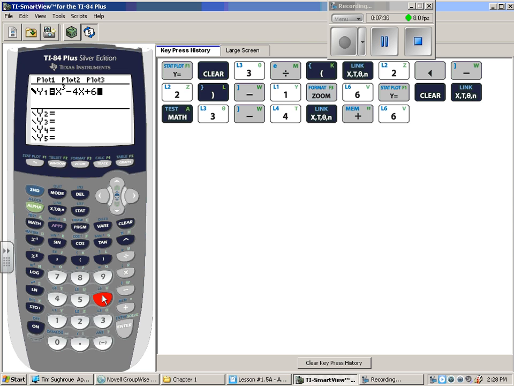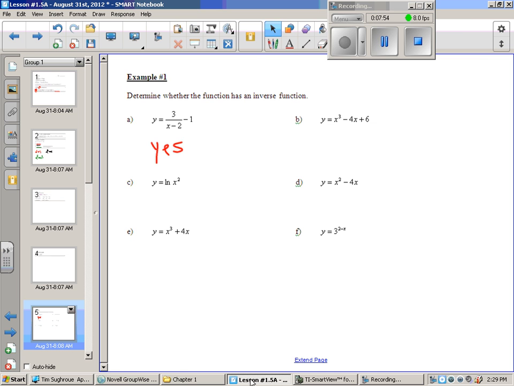If we graph this, I'll go zoom 6. Here it comes. We see that it turns. It does not pass the horizontal line test. We could draw a horizontal line right here and cut it in more than one spot. Therefore, this is not one-to-one. Okay, so this is no.